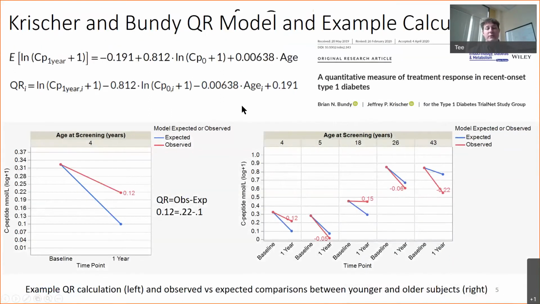Here's some more information on the actual metric used. Krischer and Bundy published this paper a couple years ago. Here's the equation. I think it's easier to focus on visuals for how the metric is actually derived.